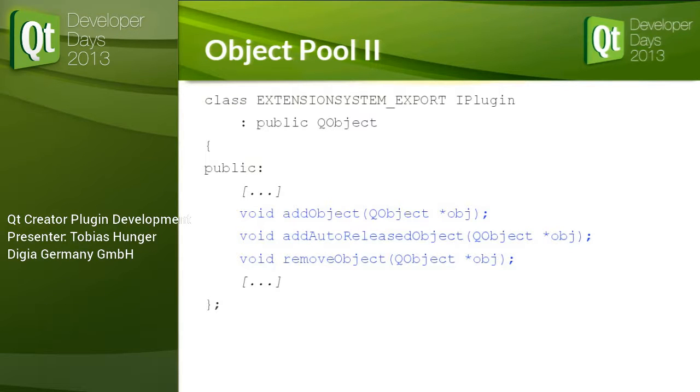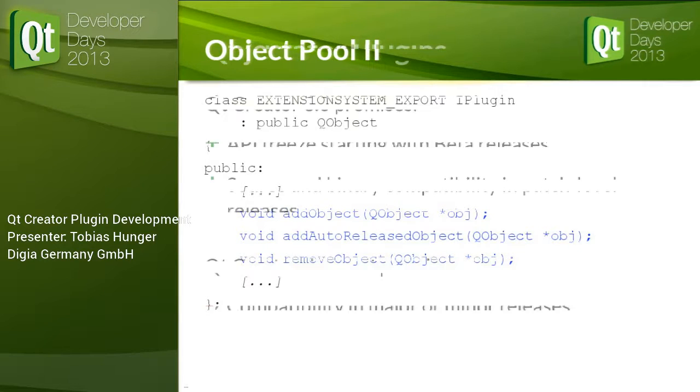Of course, the object pool: try not to use the object pool for singleton objects. That's what we discussed some time back. But do not use it just because it has an add auto released object. Do not do that. Try to manage it on your own. As a rule of thumb, do not put objects in the object pool which don't need to go there for other plugins to find. Because the bigger the object pool gets, the more overhead it is, of course, to retrieve individual objects.